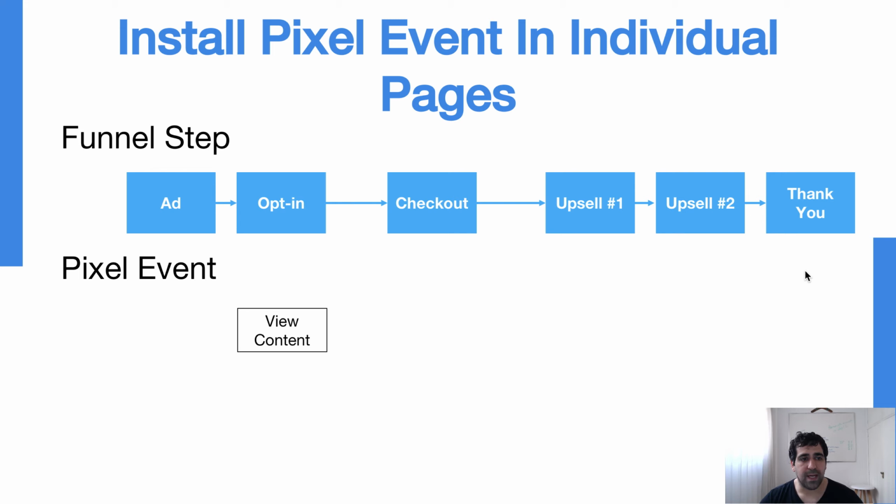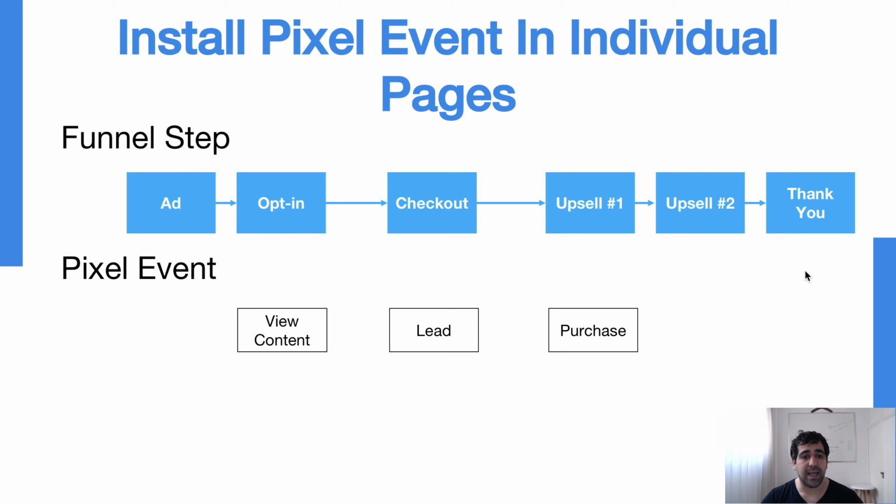In the opt-in page, you can fire the pixel event view content, right? If that's a sales page. Then in the checkout page, after they opt in on the opt-in page and land on the checkout page, you can fire the pixel event lead, right? Because they have become a lead. Maybe you send them to your list, right? And then after that, if they purchase your product, you want to fire the pixel event purchase, because that way you can tell Facebook, hey, this person has purchased something.